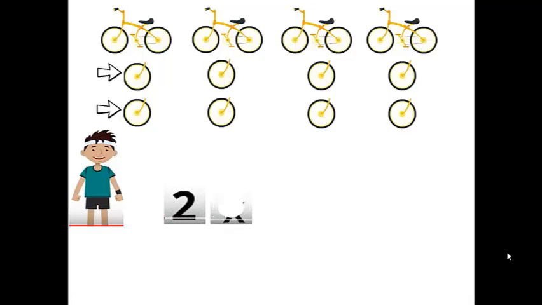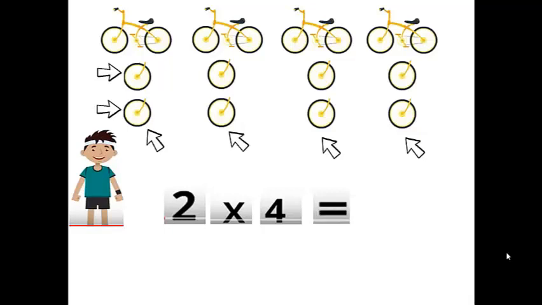Then write the multiplication sign. How many groups? Yes, 1, 2, 3, 4 groups. Number in each group is 2. Number of groups is 4. Equals how many tires? 1, 2, 3, 4, 5, 6, 7, 8. 8 tires. It means 2 times 4 equals 8. 2 times 4 equals how many? 8. Yes, very good.